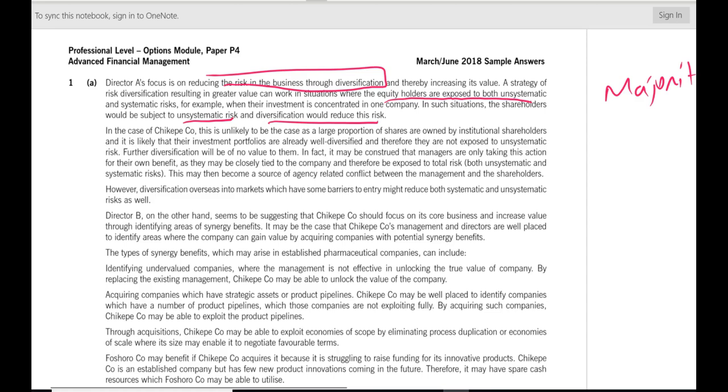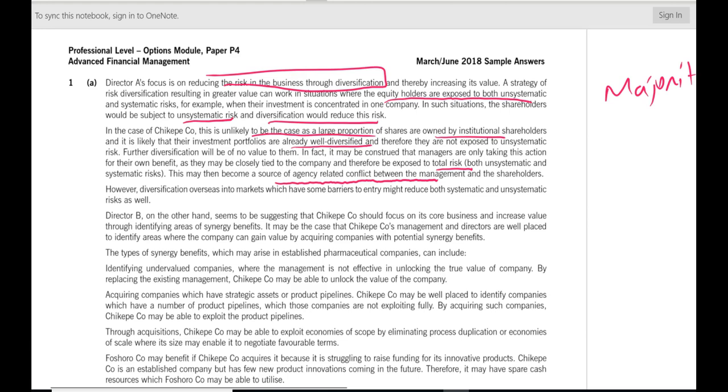But in this scenario, this is unlikely to be the case as a large proportion of shares are owned by institutional shareholders, and it is likely that their investment portfolios are already well diversified. So that's why this opinion of director A will not add any value to the wealth of the existing shareholders. Further diversification will be of no value to them. In fact, it may be considered that managers are only taking this action for their own benefit, as they may be closely tied to the company and therefore exposed to the total risk. This may become a source of agency related conflict.